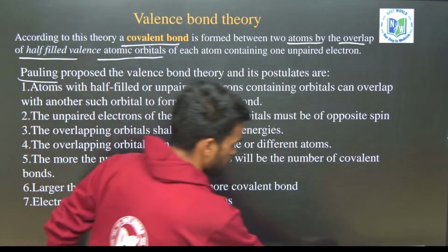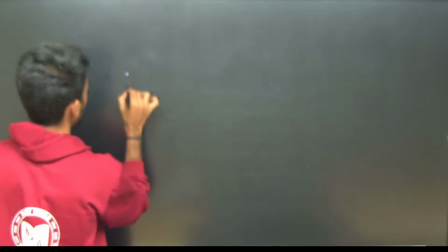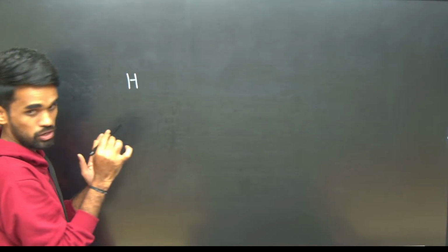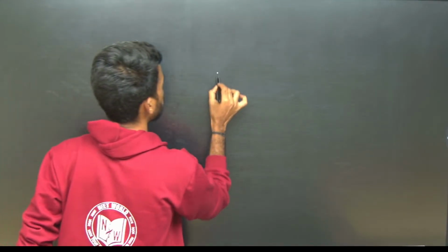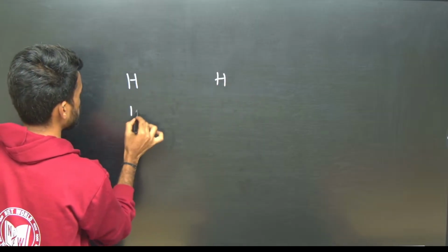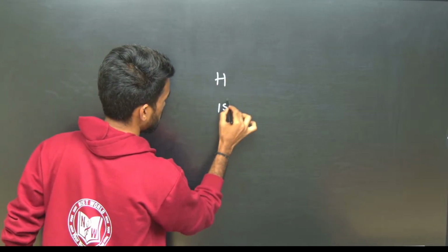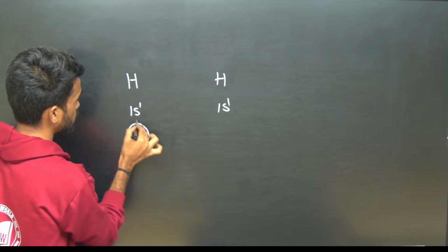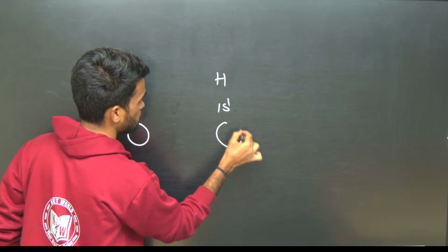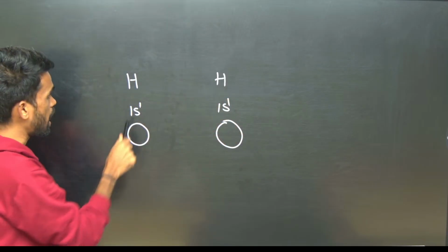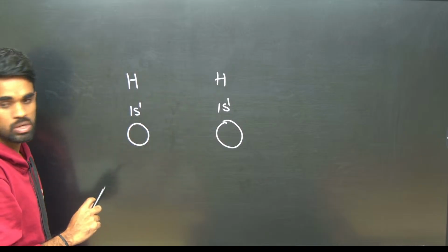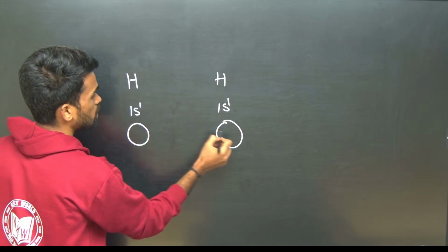For example, here I am saying hydrogen atom. In order to explain hydrogen molecule formation, I have two hydrogen atoms, 1s1 and 1s1. This is the 1s orbital of this hydrogen atom and this is the 1s orbital of the other hydrogen atom, having 1 electron in each of them. So these orbitals will overlap.